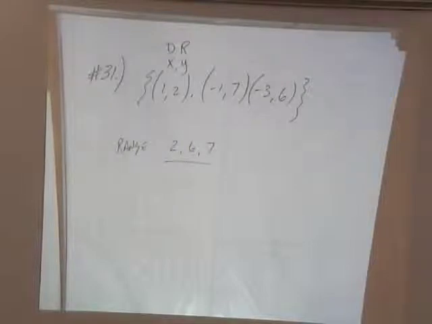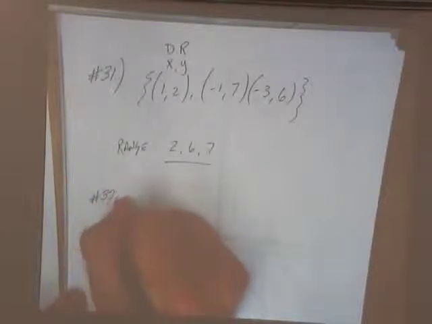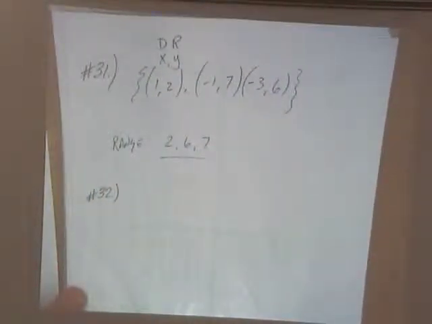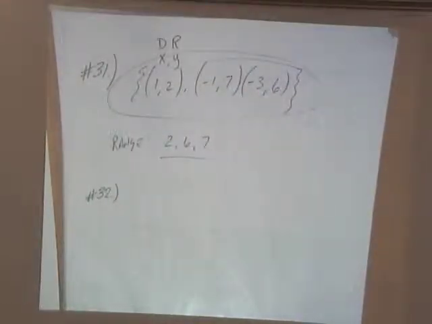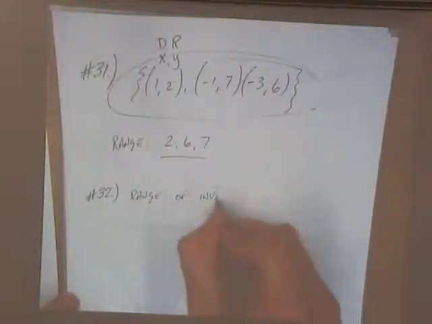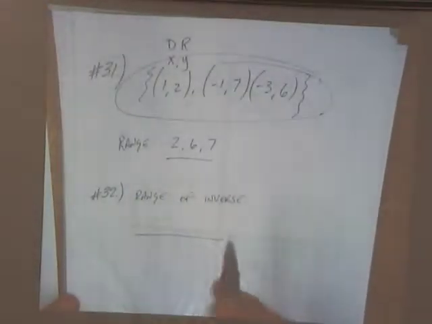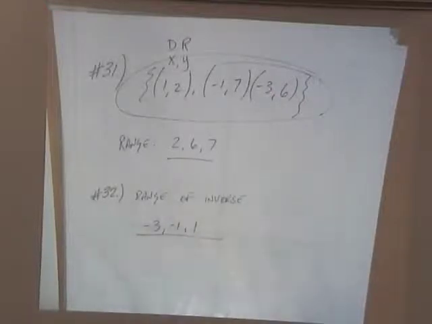Questions on 31? Okay, 32. Same thing, same relation. They want to know what the range of the inverse is. If we're given a relation, what would be the inverse of that? Yeah, we just switch the x and the y. So the range of the inverse would end up being the domain of the original one, so it'll be -3, -1, 1.